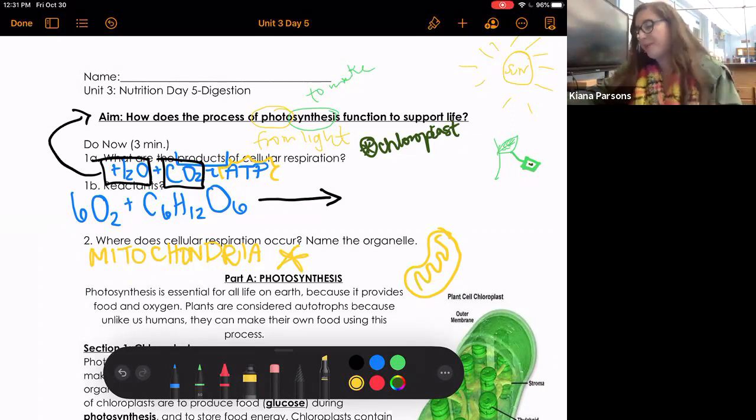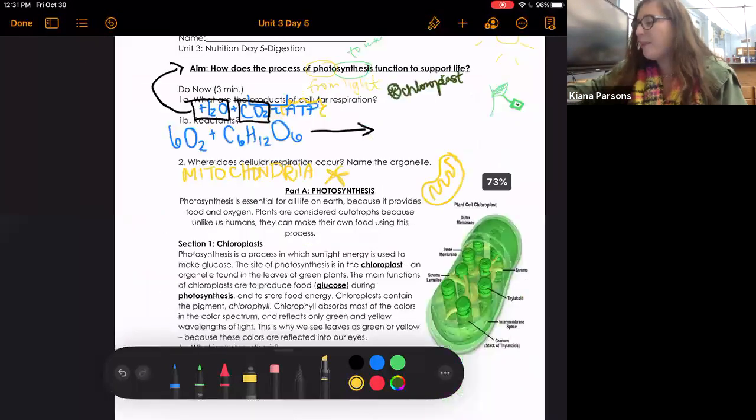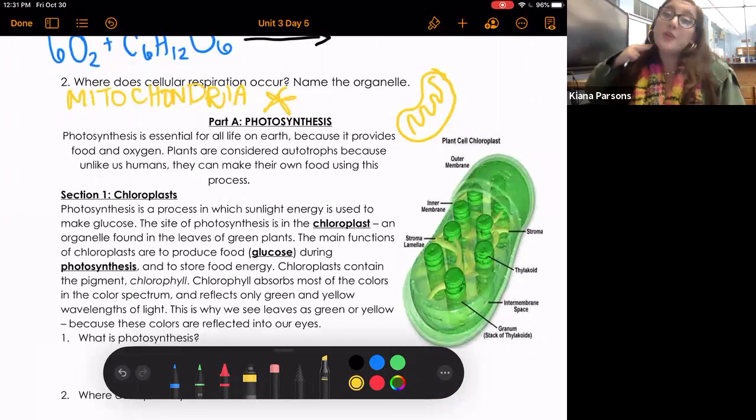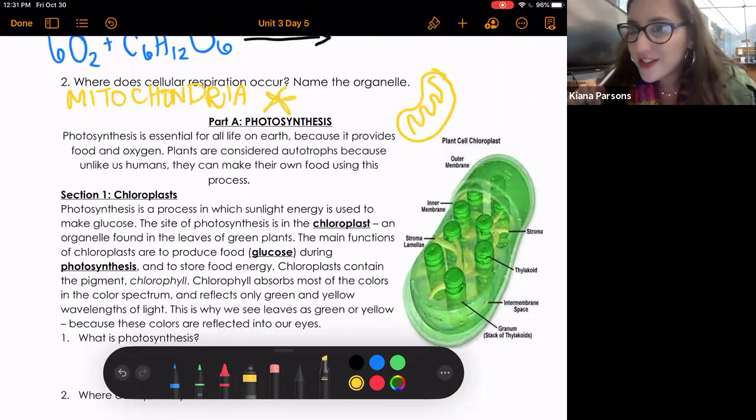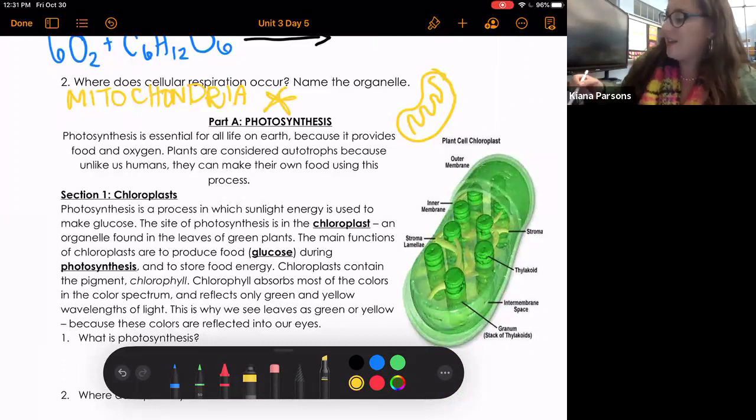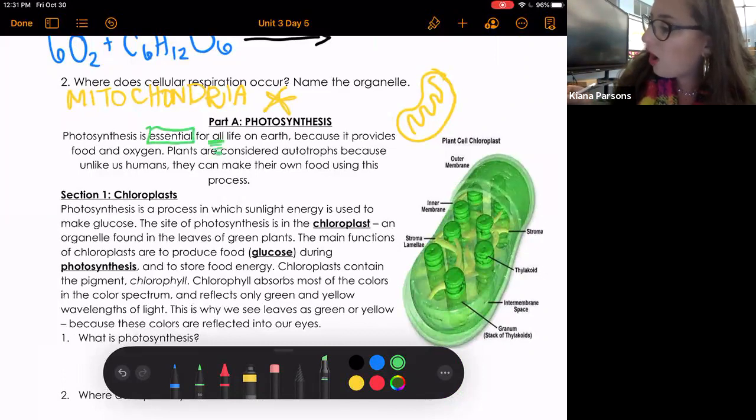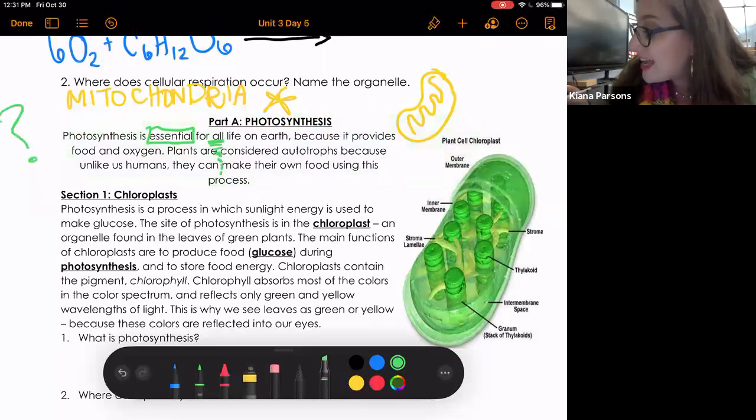That's just true. But, all right, let's go on to part A. Part A, photosynthesis. Photosynthesis, and now this is why I said not just plant cells. Photosynthesis, emphasis mine, is essential for all life on Earth. What? How is that possible? Because it provides food and oxygen.